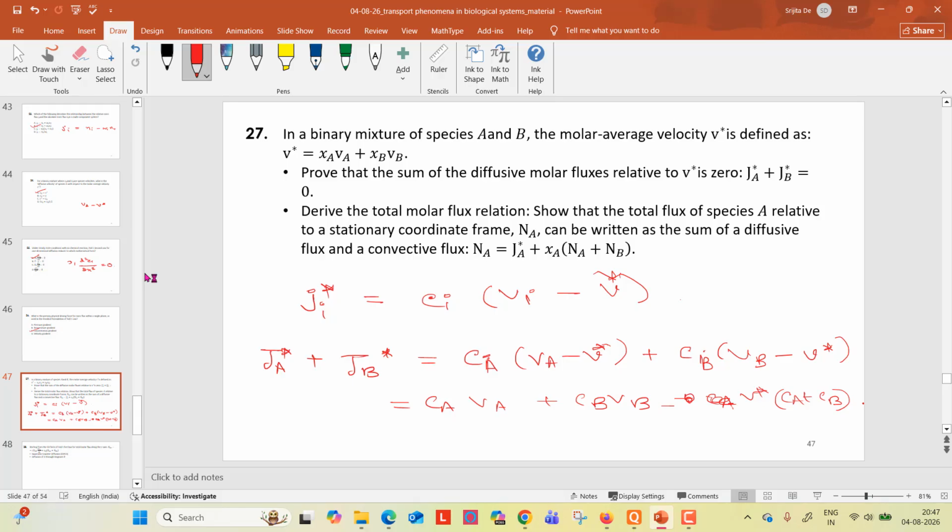Right? So Ca minus Ca plus Cb means total C. Before that we want to do one thing. It is defined like this: Xa is Ca by Ca plus Cb, and Xb is Cb by Ca plus Cb, right? So what can you expect?